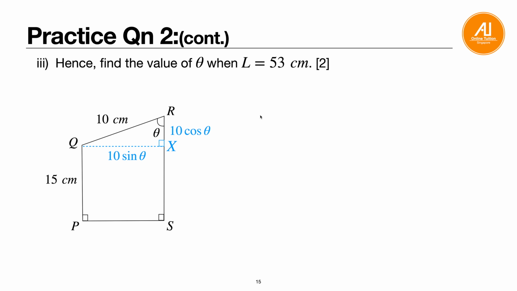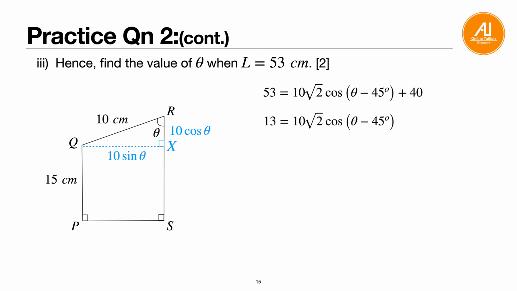Part 3. Hence, find the value of theta when L equals to 53. So from our previous part, you already have the formula 10 square root 2 cosine theta minus 45 plus 40. So now you just replace your L with what? 53. So you bring the 40 over, you get 13. So the rest remain the same. Then you can divide this over. 13 divided by 10 square root 2 equals to cosine theta minus 45.